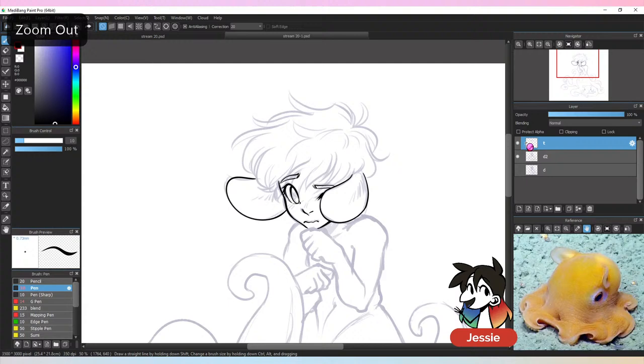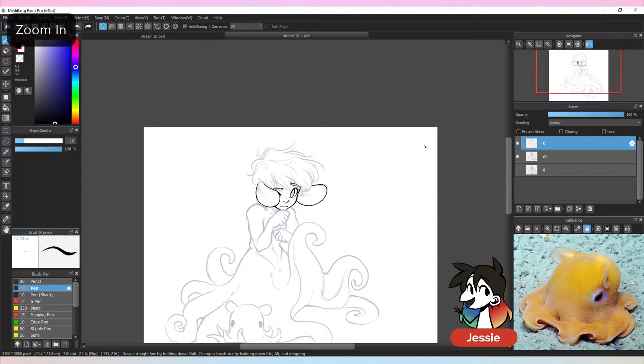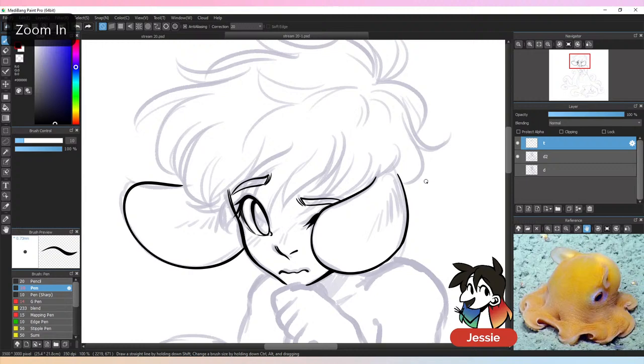Oh, I need to flip this canvas. Is anything off? Actually, that's pretty good. Nice. Not bad. Usually there's something I could fix, but I'll see if there's anything when I turn off my lines later.